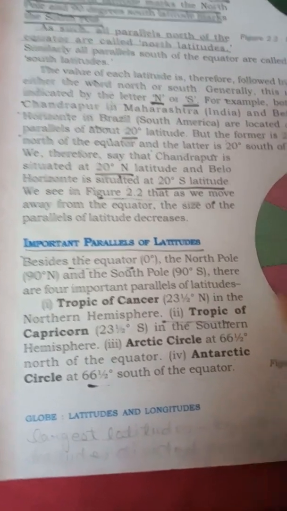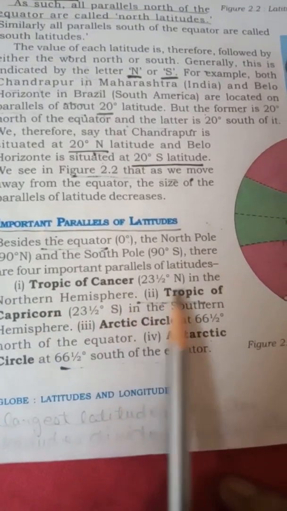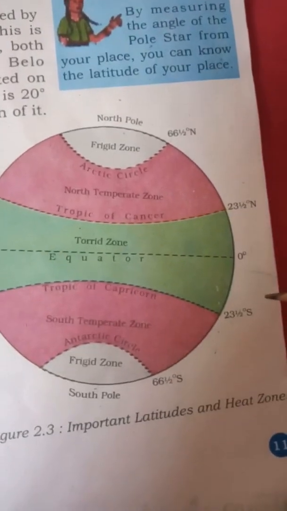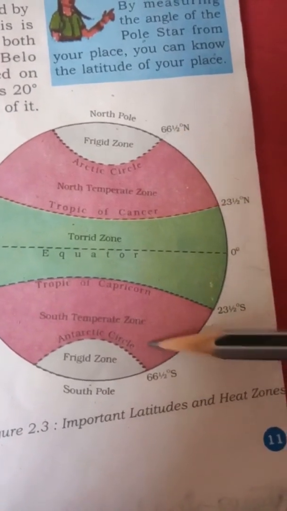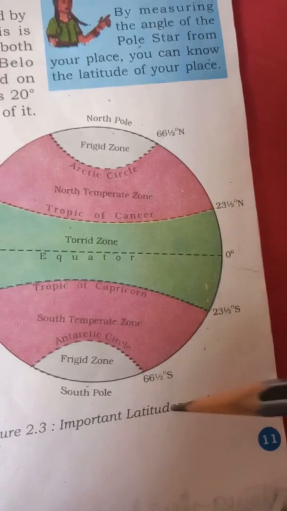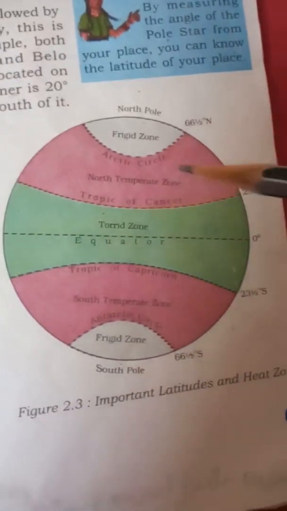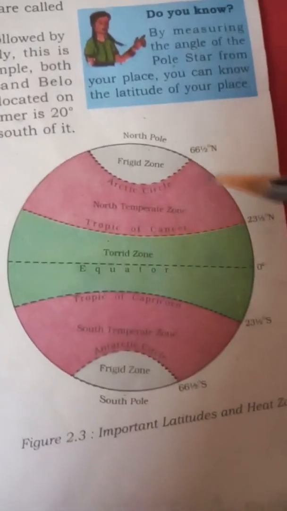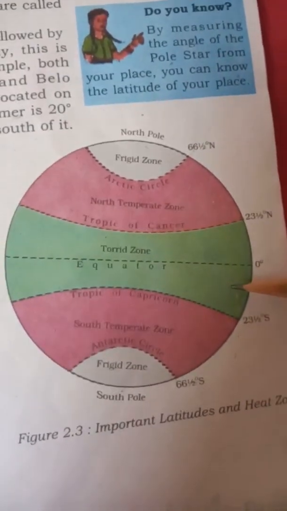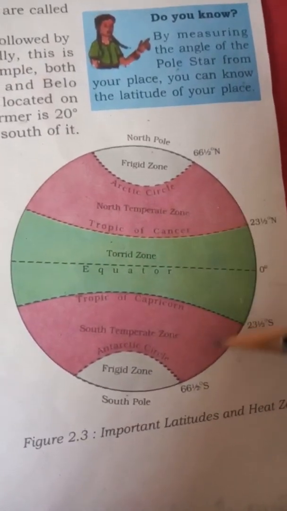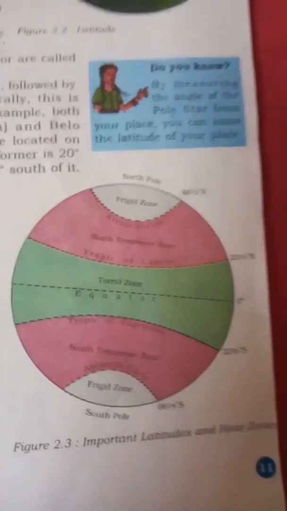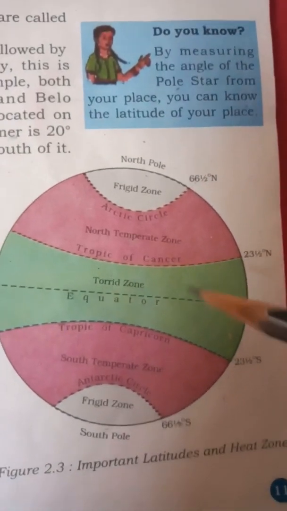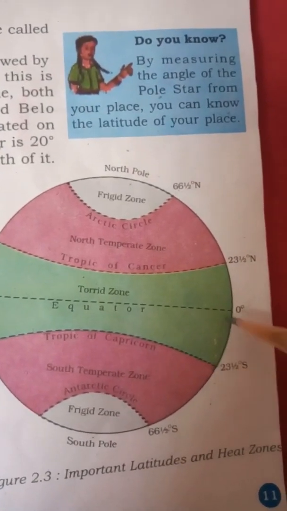Okay, children. Now, there are some more important latitudes that you have learned beside equator and North Pole and South Pole. The some more important latitudes are Tropic of Cancer, which is at 23½ degree north, right? And Tropic of Capricorn, which is 23½ degree south. Arctic Circle, 66½ degree north, and Antarctic Circle, 66½ degree south. Now, these important latitudes help us to divide the earth into different heat zones.